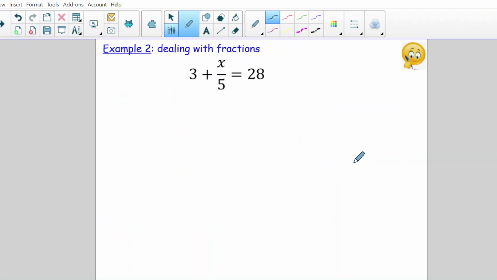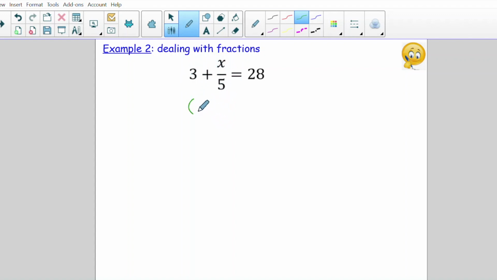Okay, let's have a go at a couple more examples. So this one again, write on your notes sheet or in your exercise book. This time I've got a fraction in as well, but that's fine. We can still apply the same steps. I want to get the x on its own. I want to get rid of the 3 which has been added and the divided by 5.